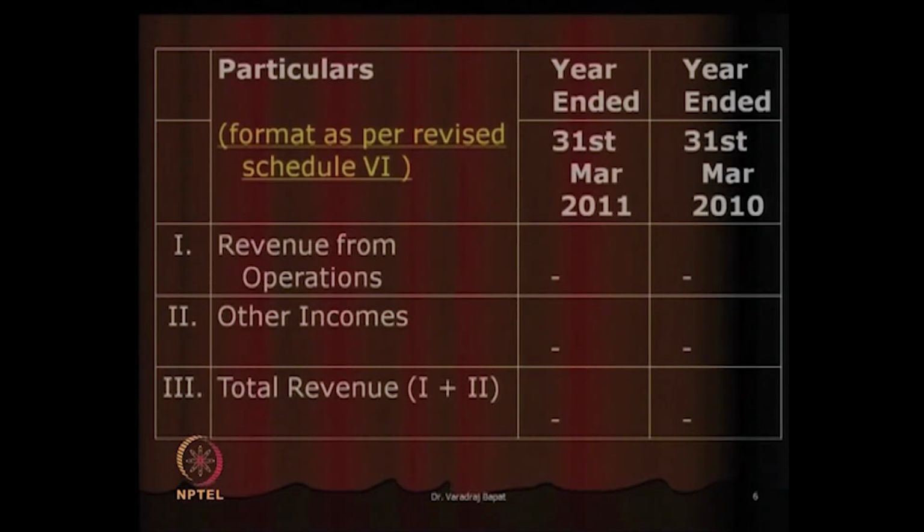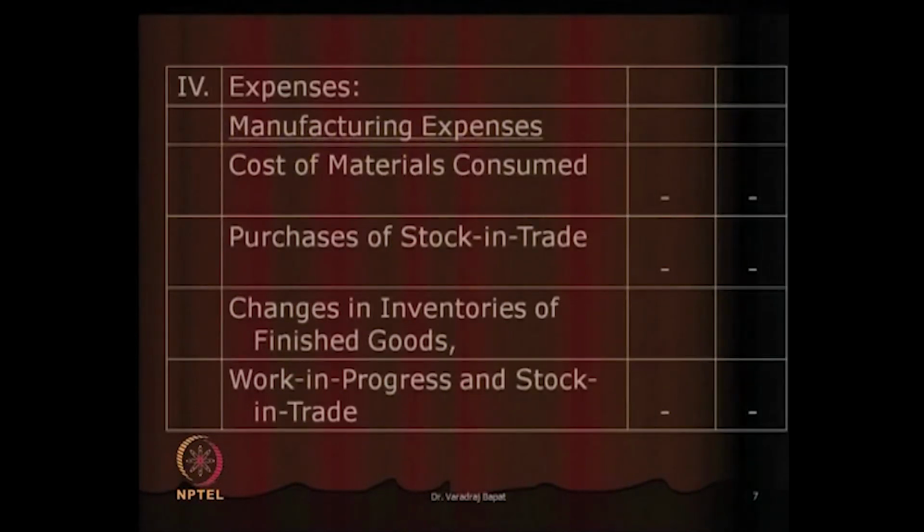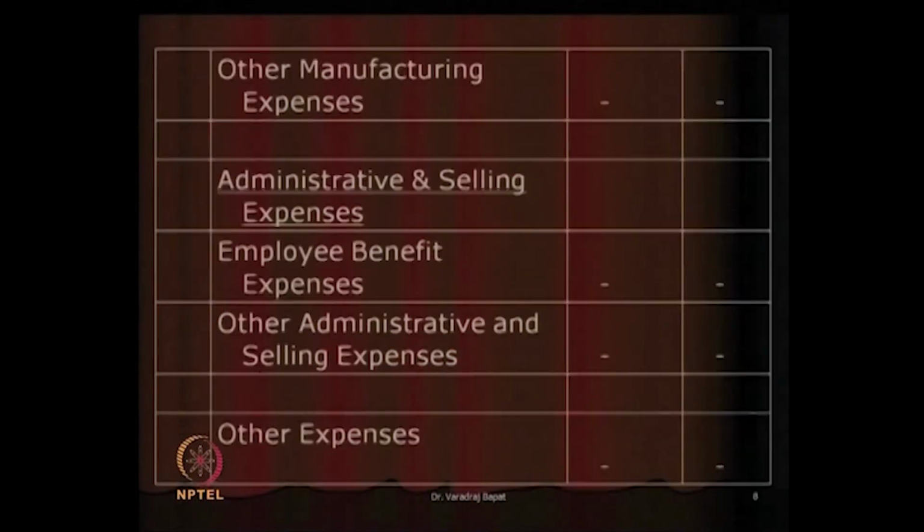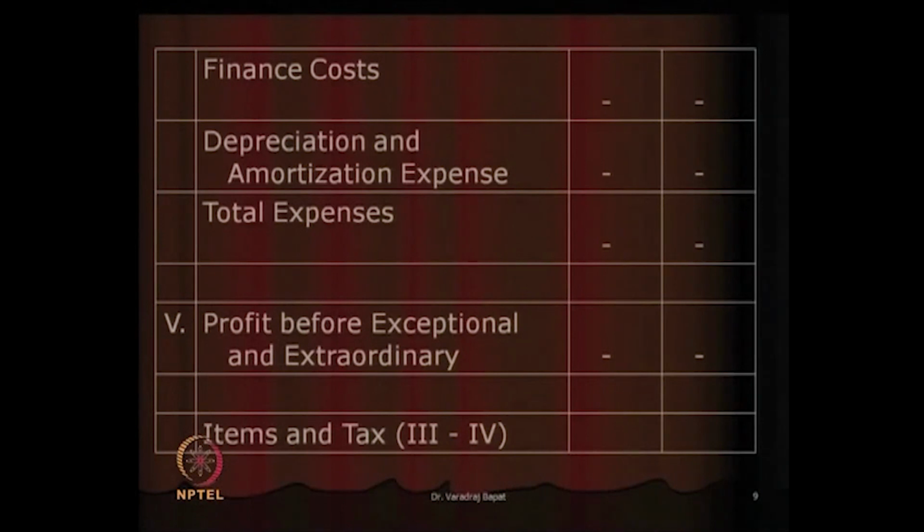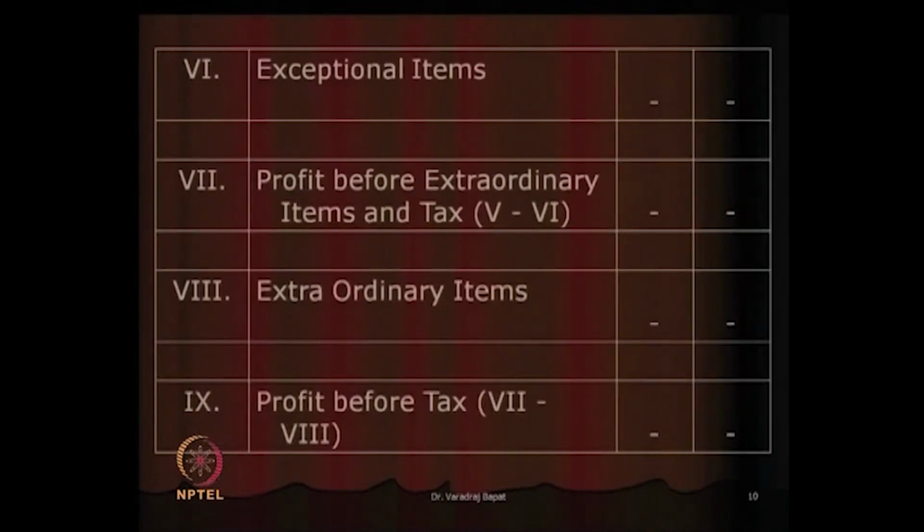Now here little more elaboration exists. So revenues are shown. From the revenue, expenses are deducted. They have been categorized into different categories. The first one are known as manufacturing expenses. The second are admin and selling expenses. Then you also deduct other expenses. Then we have to deduct finance cost. We have to deduct depreciation and amortization expense. So revenue minus total expenses gives me profit before exceptional and extraordinary items. I also reduce these items to get profit before tax.